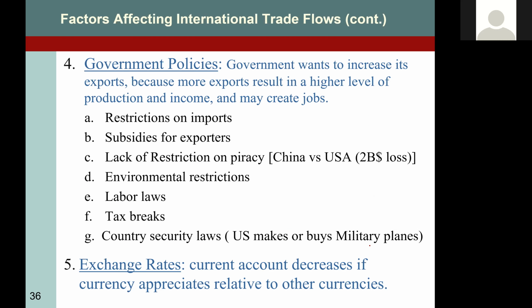Now the fourth one is government policies also affect the international flow of funds. Number one, government wants to increase its exports because more exports result in a higher level of production, income and employment. When you produce more, you export more. When you produce more, you hire more workers, so jobs are created.